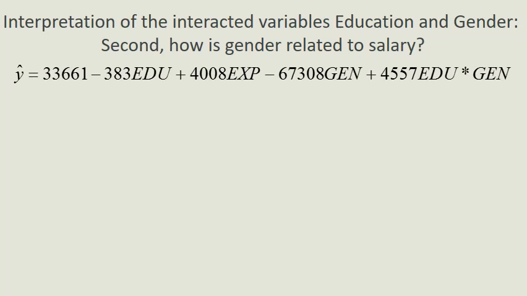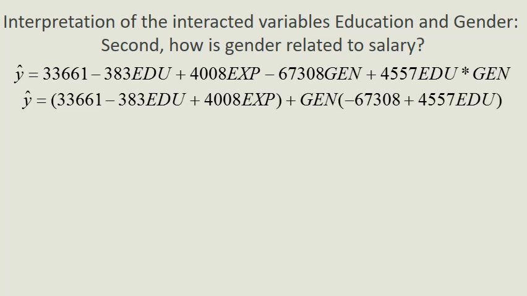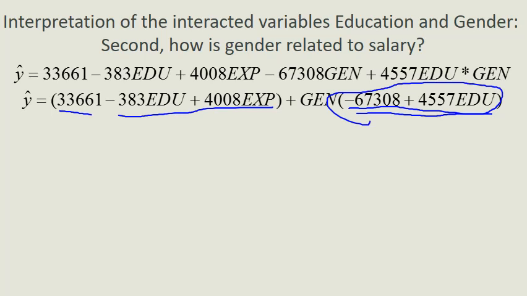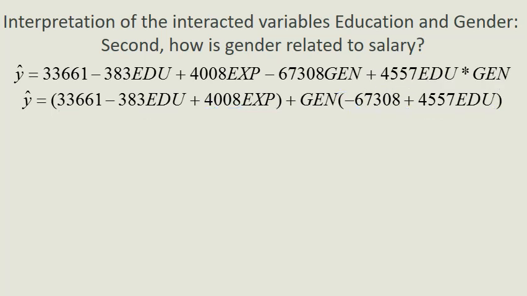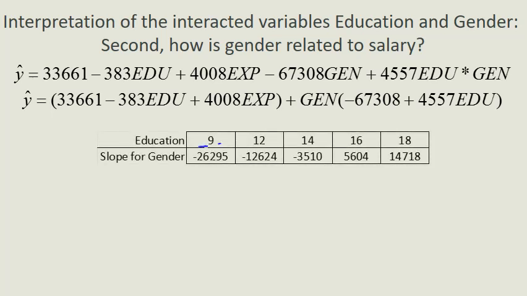Next, let's focus on how gender relates to salary. So now let's put all the terms without gender out in front as the intercept, and factor gender out of the rest. Now we can see exactly how education affects the relationship between gender and salary. I'm going to use the spotlight method to highlight some common education levels from 9th grade up through the usual time it takes to get a master's degree. I put the results in this table.